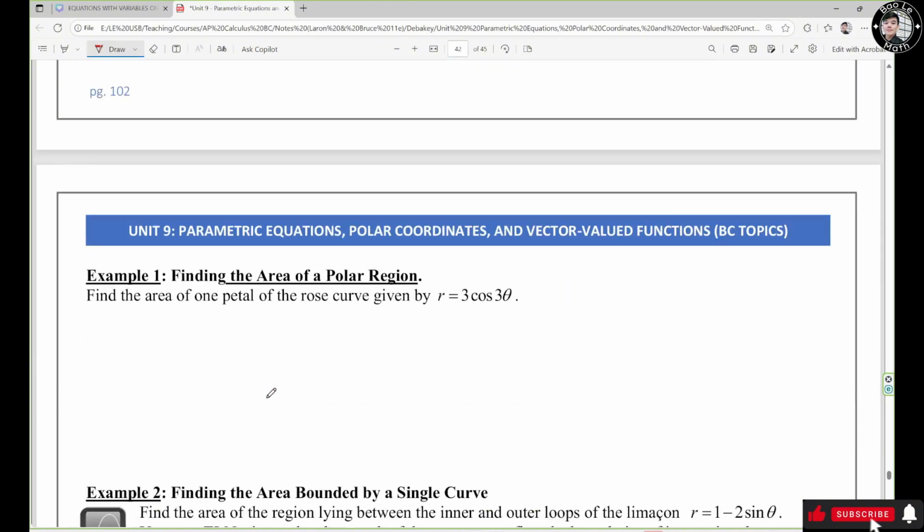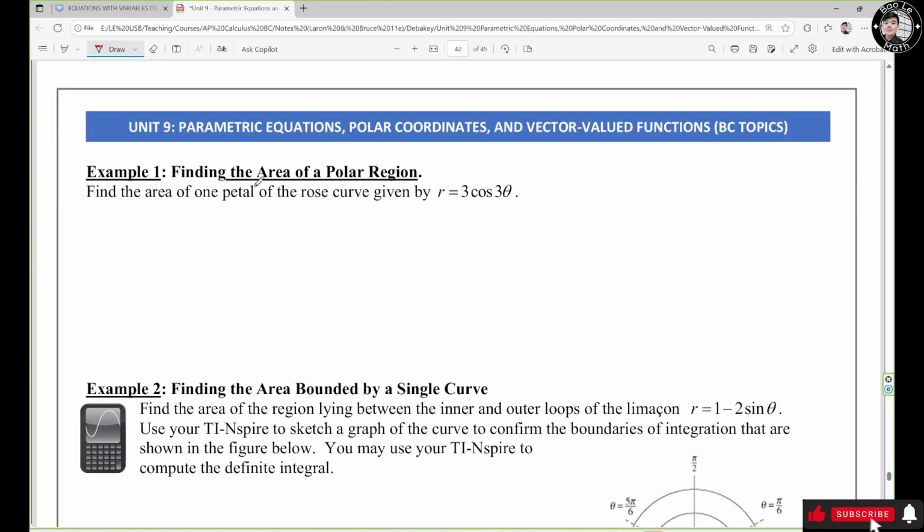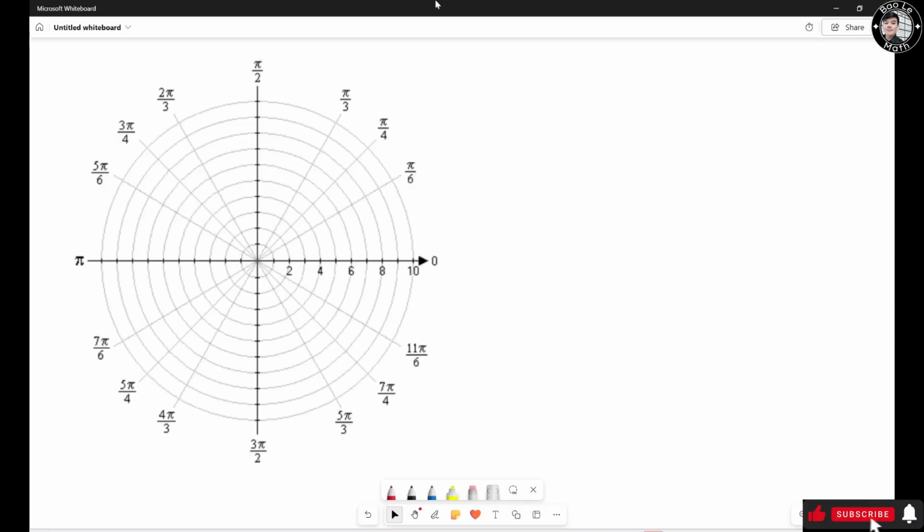Now let's take a look at the first example: finding the area of a polar region. Find the area of one petal of the rose curve given by r equals 3 cosine 3 theta. First we need to graph this rose curve. If you want to review how to graph this rose curve in AP Pre-Calculus, please check out the link in the description below. So I have r equals 3 cosine 3 theta.